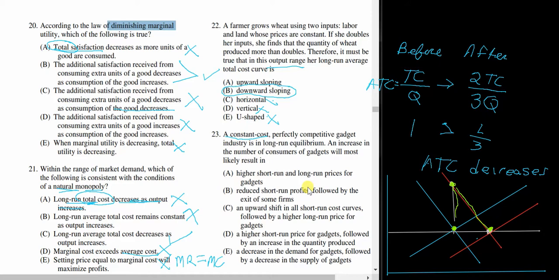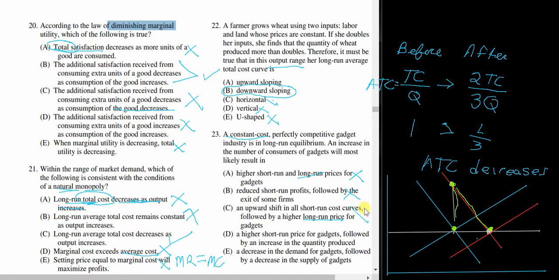Okay, so let's take a look at our choices. A, higher short-run and long-run prices for the gadget. Well, we know that that is not true because in the long run the price returns to the original equilibrium price. Reduced short-run profits followed by the exit of some firms. Well, we don't see any of that happening, so that would not be correct. An upward shift in all short-run cost curves followed by a higher long-run price for gadgets. Again, the long-run price always returns back to the original equilibrium price in a constant cost industry, so again, that is not true.